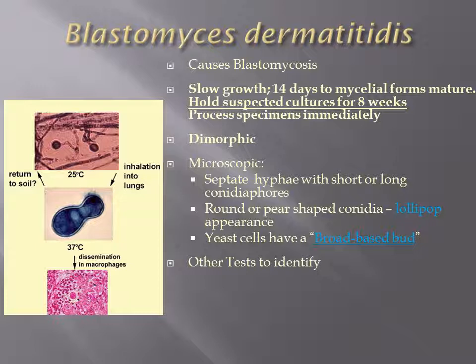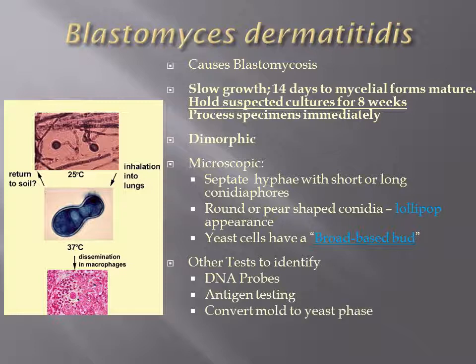Other tests that are used in modern days to identify this guy are DNA probes and testing for various antigens that are found on the organism. Whenever you see a test like this, where we've gone above and beyond the old-fashioned long culture and identification technique into DNA probes and antigen testing, that's a clue. This is a considerable pathogen. It's an important one. We want to get it diagnosed accurately and as rapidly as possible. We don't want to have to sit around for weeks like we did in the old days.